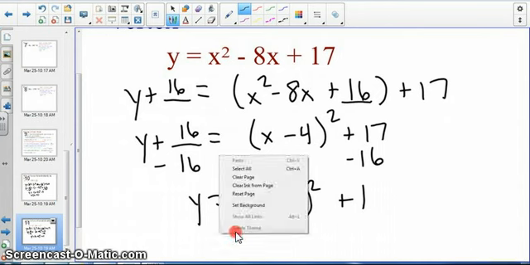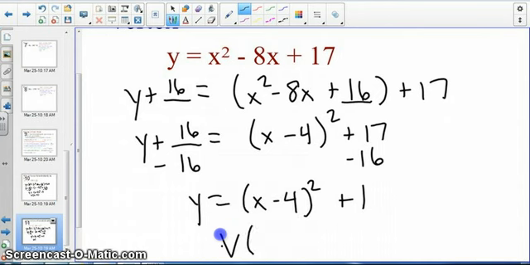Now my vertex is the opposite of the number on the inside for my x. The last number stays the same. Completing the square and writing the quadratic in vertex form are pretty much the exact same thing. You just have to follow the steps. Write your quadratic as a perfect square trinomial and then a square of a binomial.